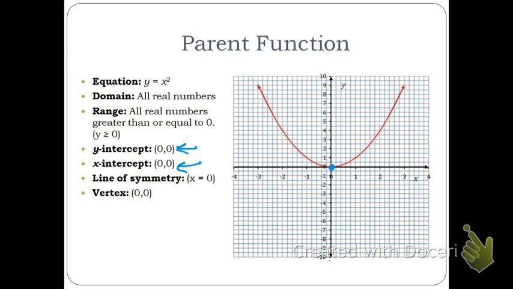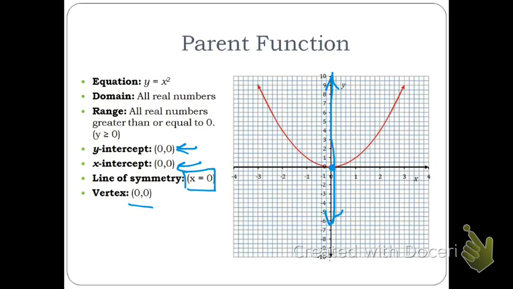The line of symmetry, or the line that divides the parabola in half, is also on the y-axis. So that line of symmetry is at x is equal to 0. Remember that a straight vertical line equation is x is equal to a number. Here we have the vertex at 0, 0. That's this point right here.